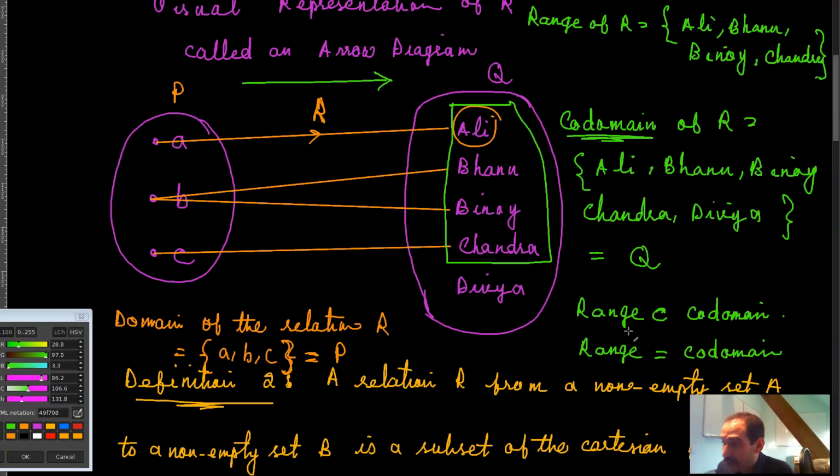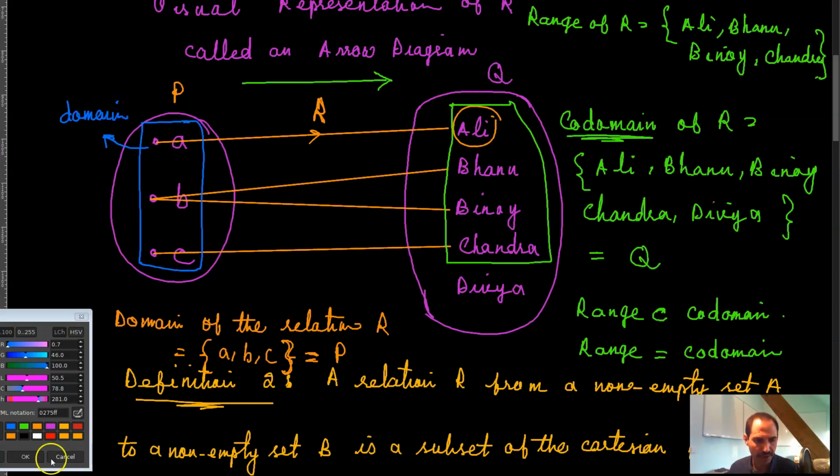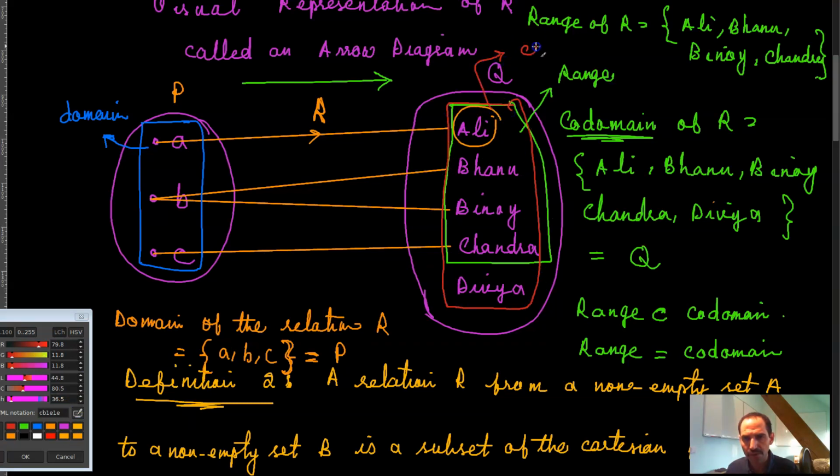So that's basically the range and the codomain. So now we know about the domain. The domain is basically this part over here. These elements are your domain. These elements over here are your range. And all of these elements over here are your codomain, right? Domain, range, and codomain, right?